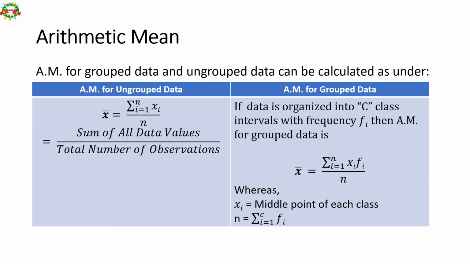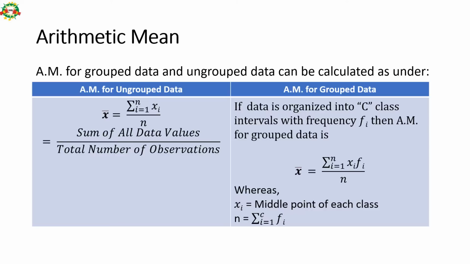So arithmetic mean or AM for grouped data and ungrouped data can be calculated as under. You may get grouped data or ungrouped data, and there are different formulas for calculating arithmetic mean of these two data. You can remember this formula. Arithmetic mean is equal to sum total of xi divided by n, sum of all data values divided by total number of observations. This is for ungrouped data.